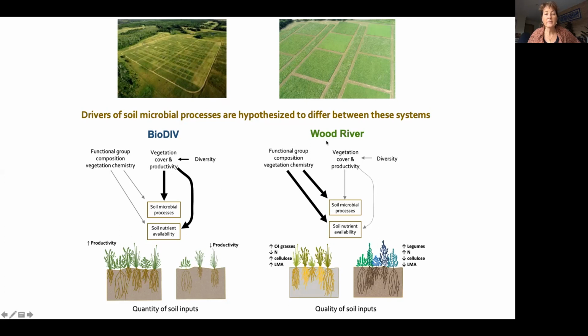At Wood River, we thought, well, there you have very high productivity, vegetation cover is 100%. Here, the variation in the vegetation chemistry and the functional group composition is likely to be a more important driver, an explanatory factor in the variation we see in soil microbial processes and soil nutrient availability. So those are our working hypotheses.